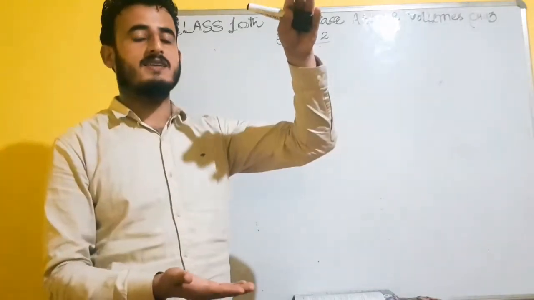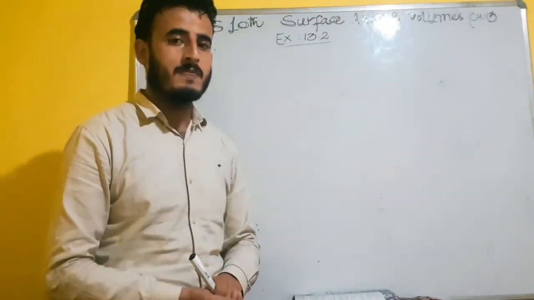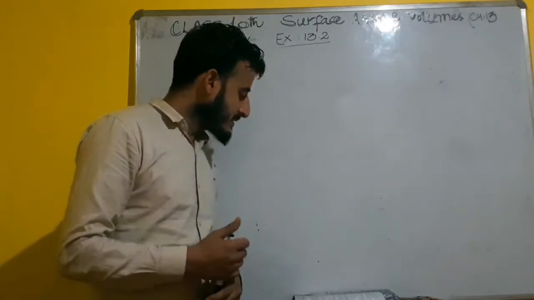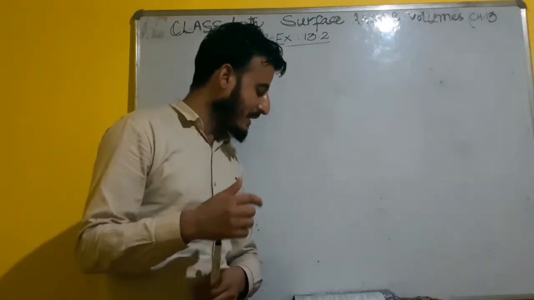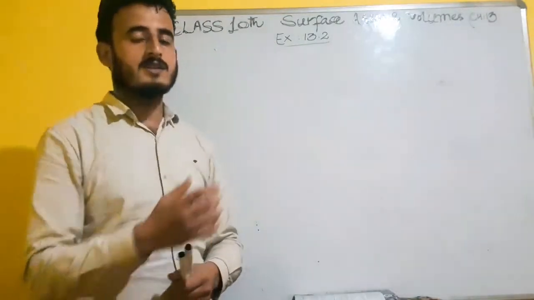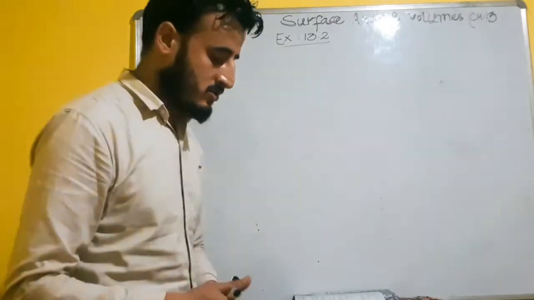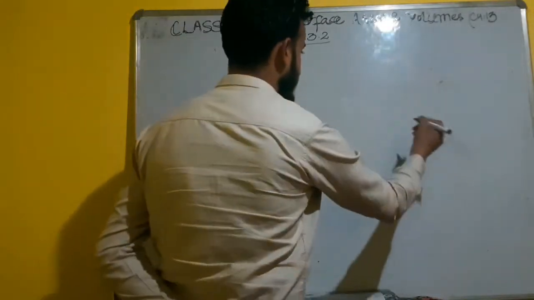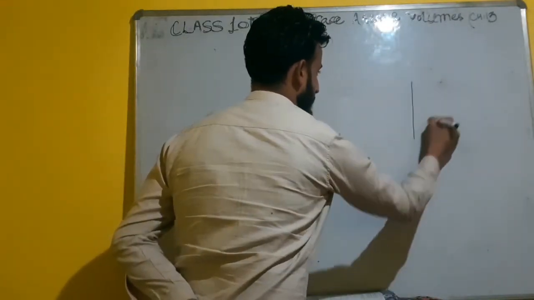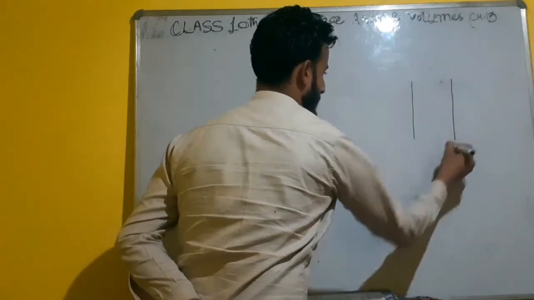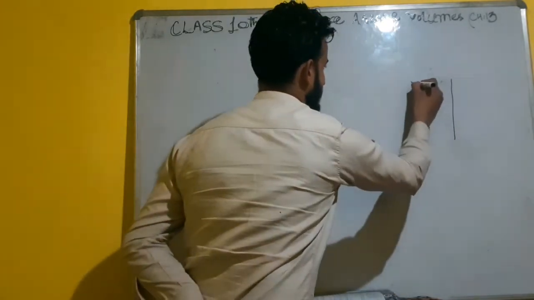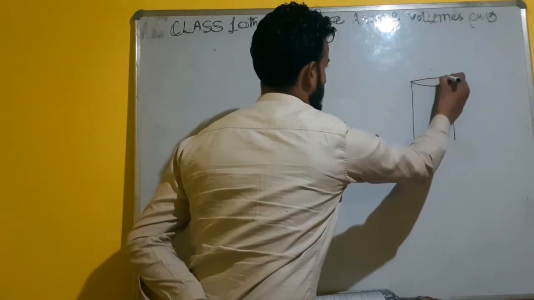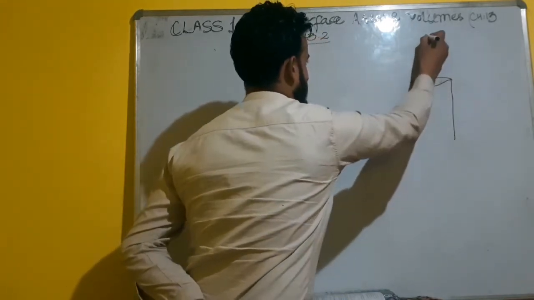Total length of the model is given as 12 centimeter. Also we are given that 3 centimeter is the diameter of the whole model. So the model is like a cylinder with two cones attached.